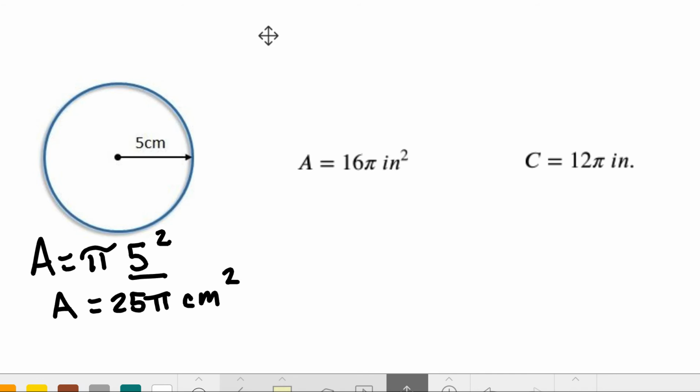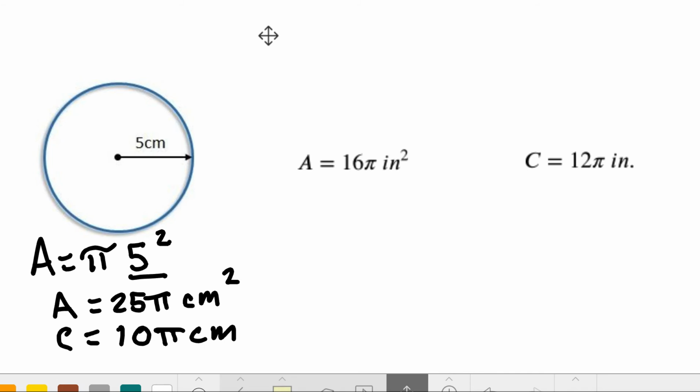All right, and then for circumference, it's just pi times diameter. Well, if the radius is 5, that means the diameter is 10. So we can say that the circumference is 10 pi centimeters, not centimeters squared, because remember, this one is just the length all the way around, not the area taken up. All right, moving on to the next question.